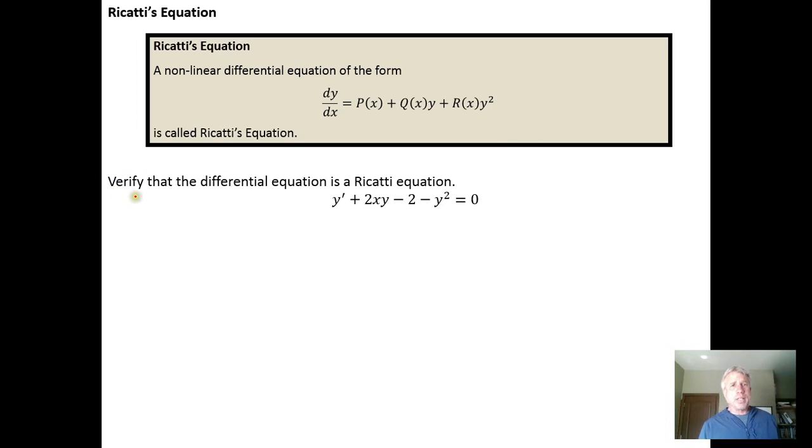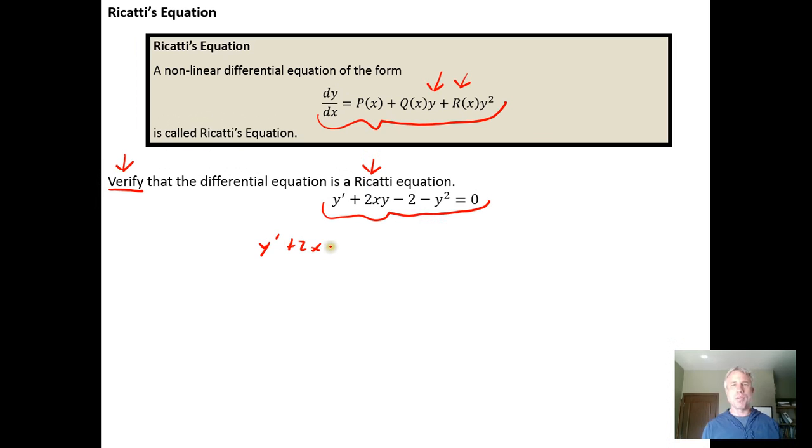In the homework, and this didn't go very well in the last homework, I think, if you're asked to verify that you have a particular type of differential equation, you need to demonstrate conclusively that the differential equation has the indicated form. So here I start with a differential equation that isn't in the form shown in the definition. I need to demonstrate that it can be put in that form.